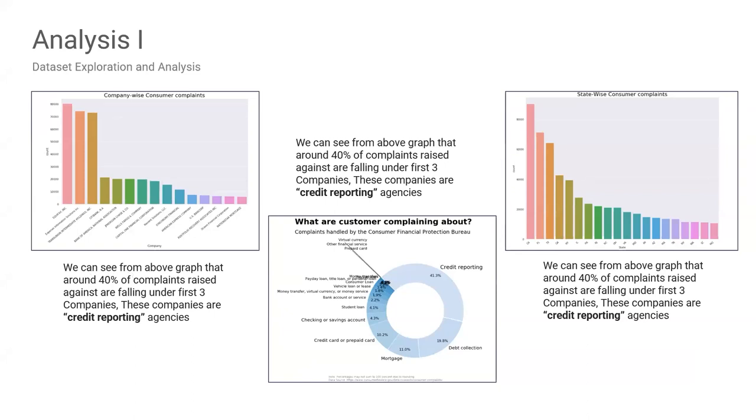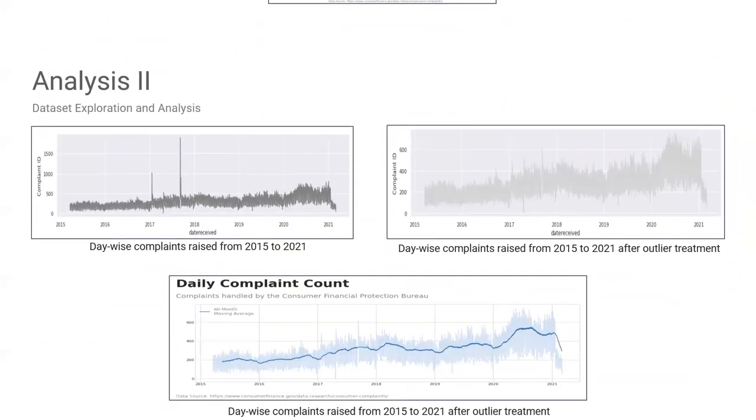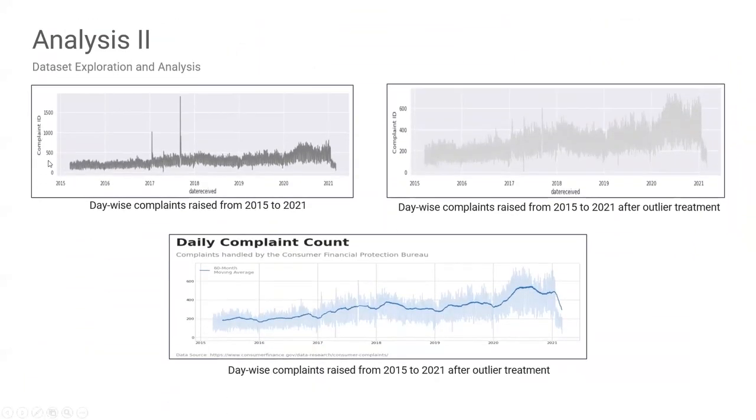Most of the complaints regarding credit reporting are probably that someone has already paid the bill, but it still shows as not paid, which severely affects their credit score. So 40% of the complaints are regarding credit reporting agencies, and these are mainly Equifax, TransUnion and some other company. Those are basically credit reporting agencies.